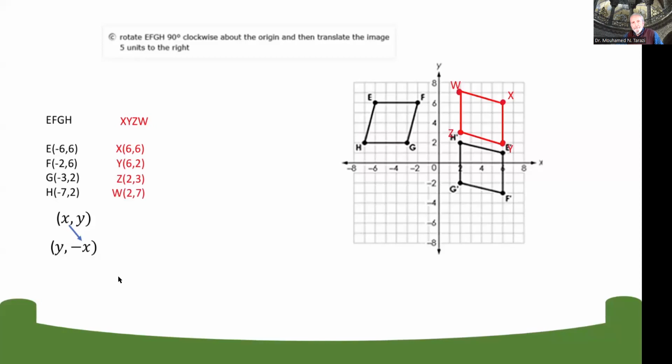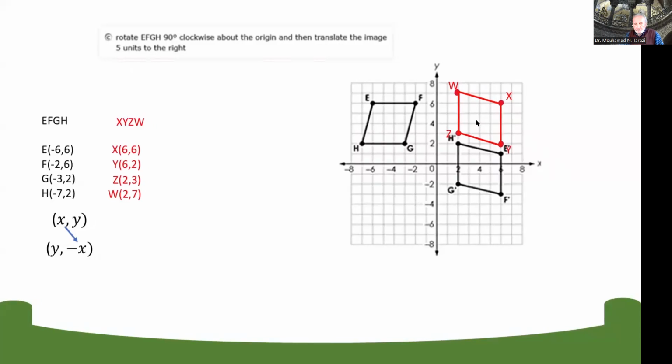That is promising. Now, is it translate the image 5 units to the right? If you translate this 5 units to the right, it's going to take you this way. It will not match this. So this option is not correct. I'm left with the option rotate E, F, G, H 90 degrees clockwise, and then down 5 units. If you go down 5 units, this will match this.